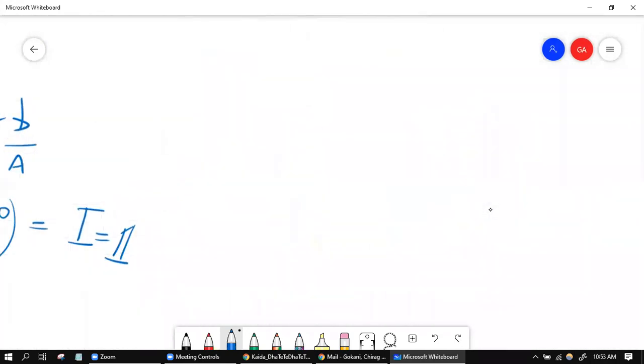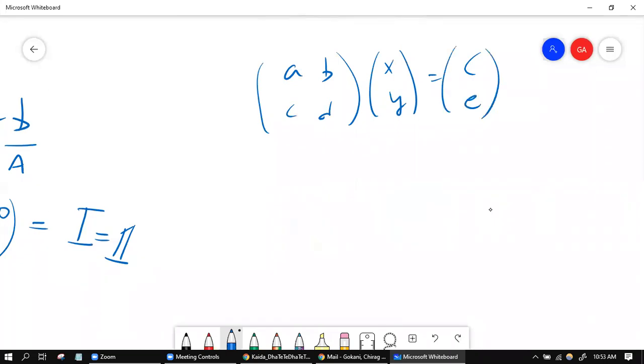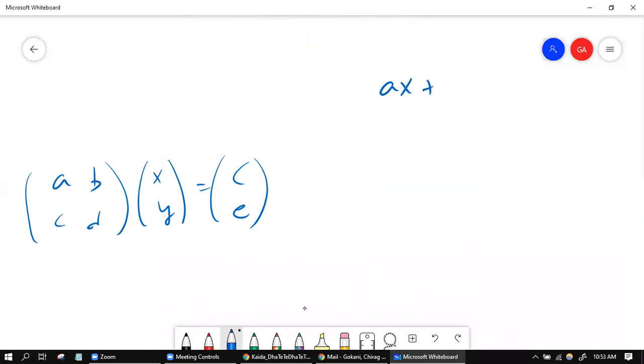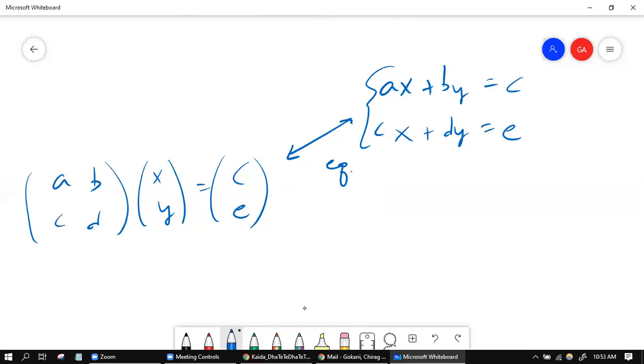Okay, so we have A, B, C, D. And I said, okay, this is equivalent. If you're given this system, AX plus BY is C, and CX plus DY is E, this is your given system of linear equations. I showed by just multiplying out these matrices that these things are equivalent, right? You were on board for that?